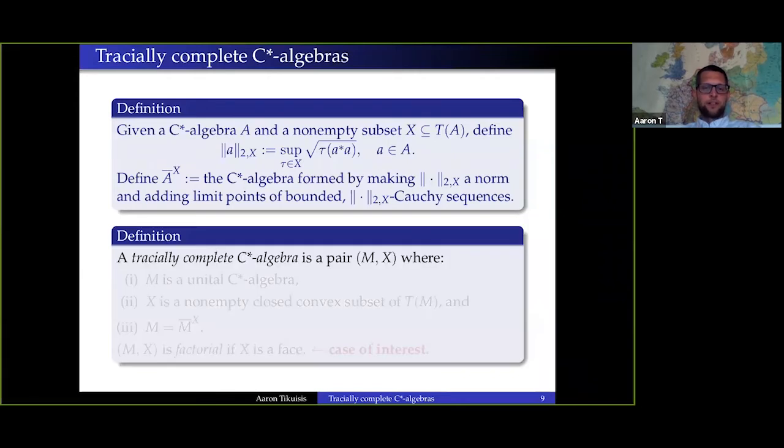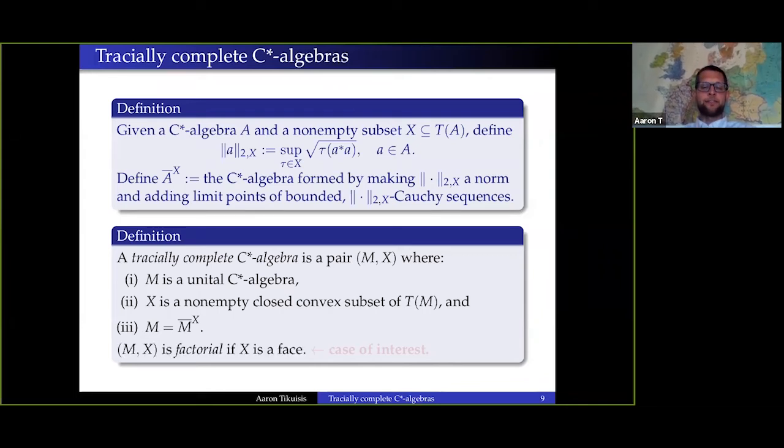Okay, so now what I really want to discuss is this new thing, what we call a tracially complete C-star algebra. The name suggests it's just one thing, but really it's a pair. M is going to be the C-star algebra, and it has to be unital also. X is a non-empty, closed, convex subset of the trace space, and the fact that it's tracially complete is simply the property that M is equal to what you would get when you take this tracial completion with respect to X. The case of interest is what we call factorial, and that's where X is not just any closed convex subset, but a face. Okay, so that's the definition.